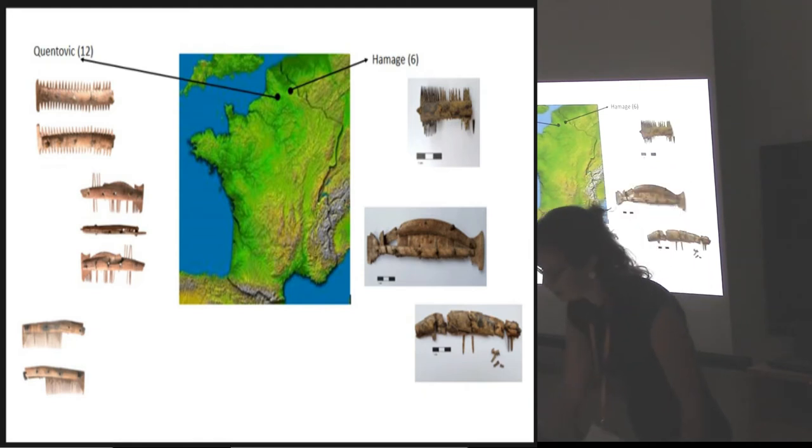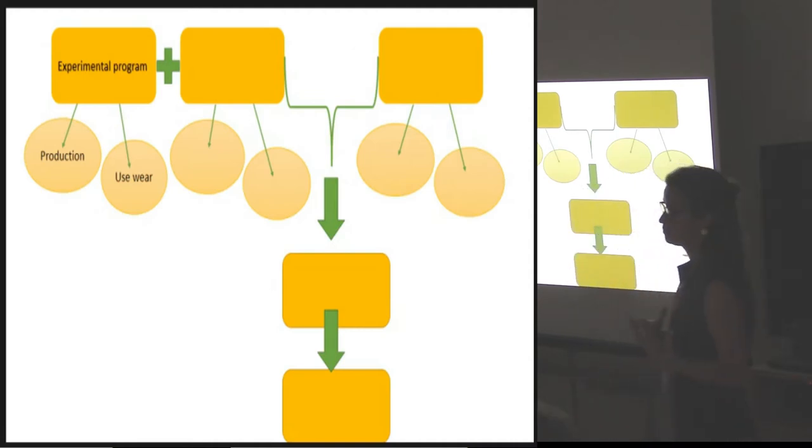These are some examples of the combs. So first, I wanted to know how I can interpret the traces that I find on the combs. And therefore I needed a reference collection, and there is no reference collection for medieval tools used on antler. So I learned the techniques myself with antler and bone workers from the Netherlands, because in Belgium I couldn't find anyone who was really specialized in that. I consulted literature and I also analyzed comb pieces from Antwerp in Belgium, and that also gave me a lot of information on what kind of tools he could have used.